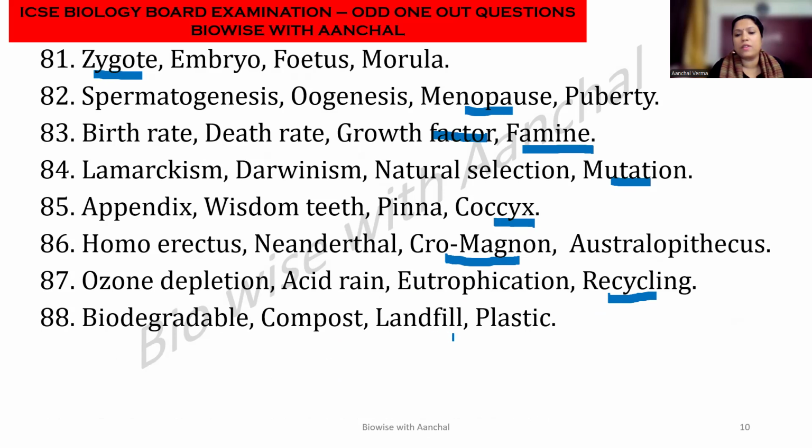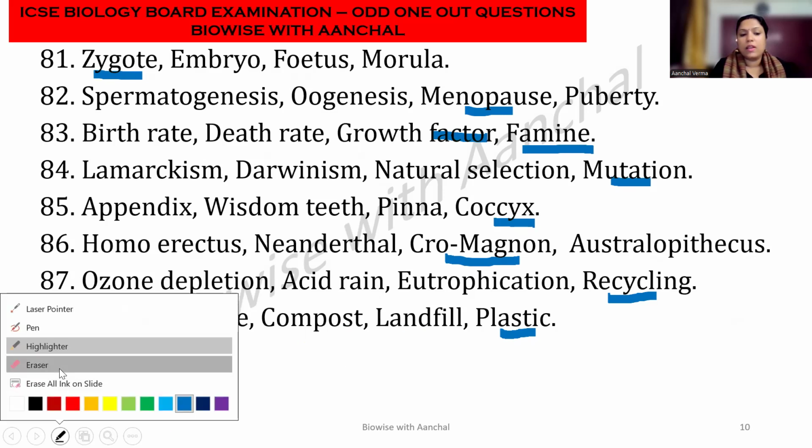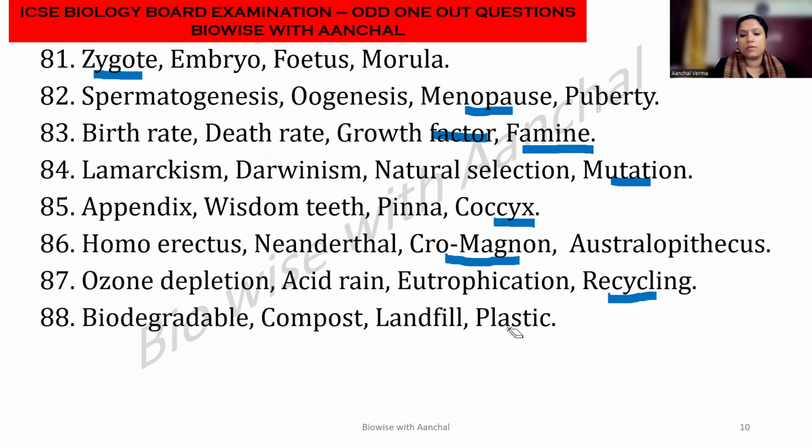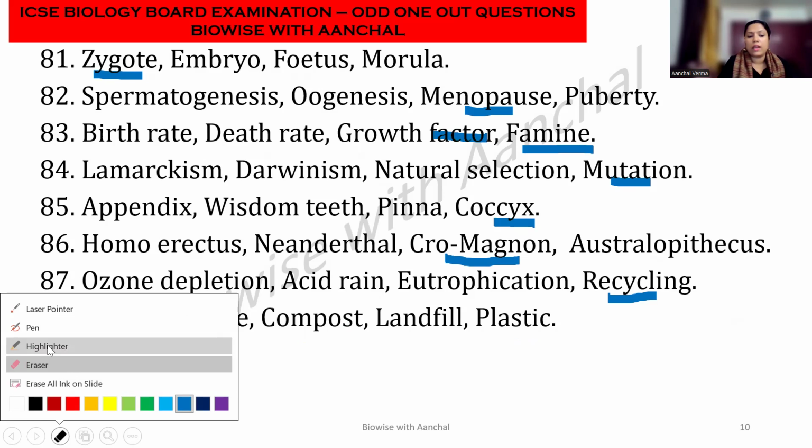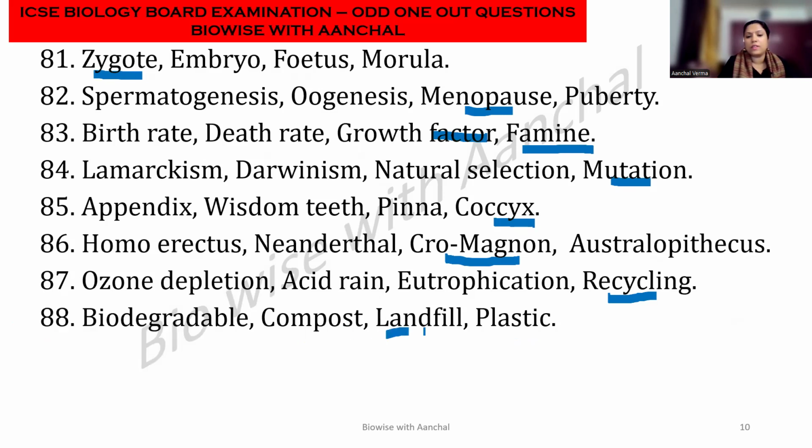Biodegradable, compost, landfills, and plastic. Here, plastic. The rest are all... okay. Biodegradable, compost, landfills, and plastics. So here, I think biodegradable. These are compost, landfills, and plastic. Landfill is a place where the waste is discarded, and the rest are all waste. Okay, the rest are all the category of waste. So here landfills are the places where the waste is discarded, but the rest are all the waste.